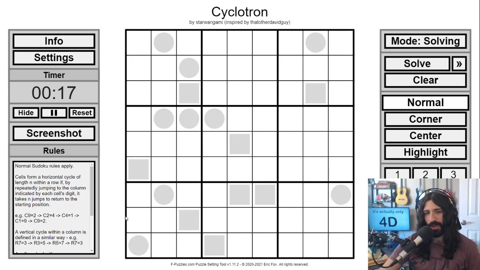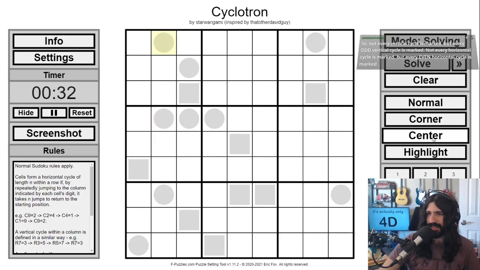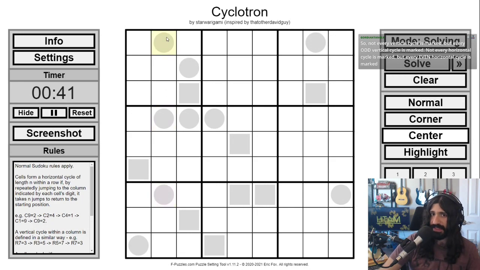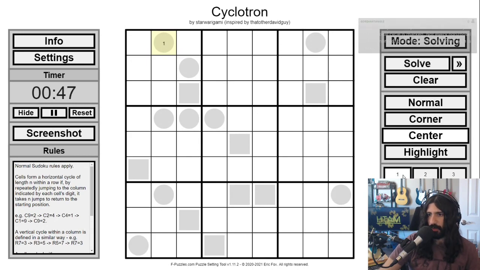So we have to find the maximally constraining condition. Well, okay. I see a lot of circles in here. This immediately gives us that these have to be different numbers, and they have to be odd numbers, and they have to be part of cycles of that length.